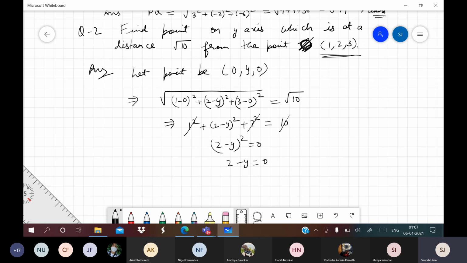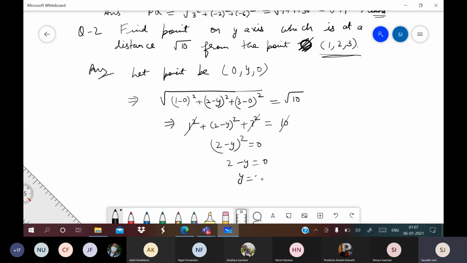What is the purpose of writing plus minus? y is 2. So what is the point? Required point is 0, 2, 0. Simple.